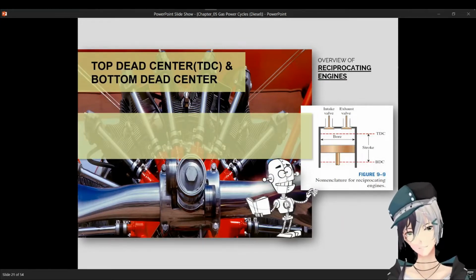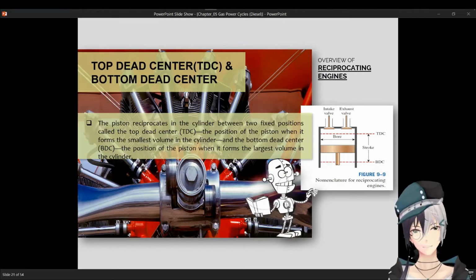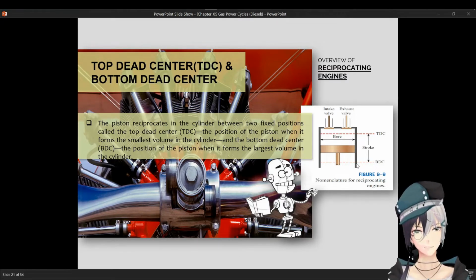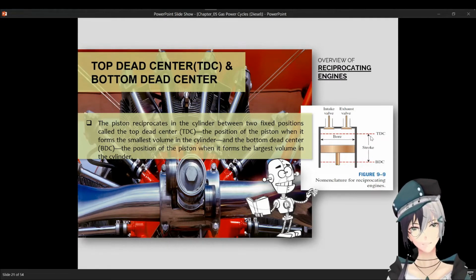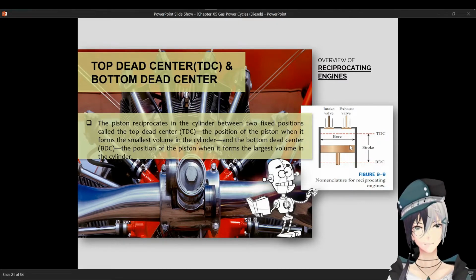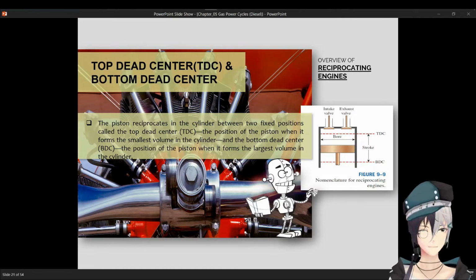We have these terms like the top dead center, bottom dead center, and then bore. The travel of the piston from the bottom dead center up to the top dead center is called a stroke. And then the piston diameter is called bore.